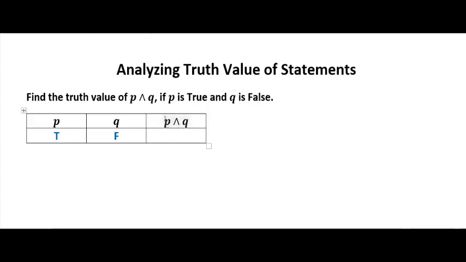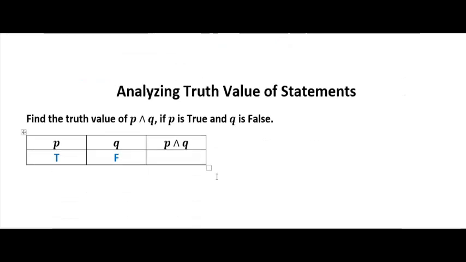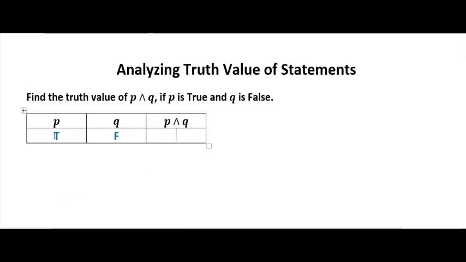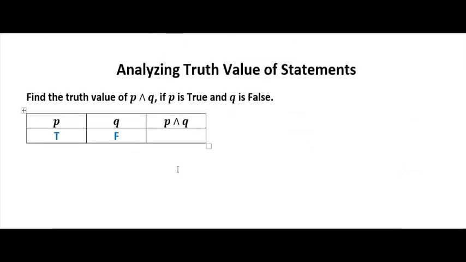Now what about P and Q, the combination of these two, once I combine them with an AND? Is this true or false? We need to remember the rule for AND. As we discussed before, AND is only true when both of them are true. In any other case it will be false. This is a different case because they're not both true. Only one of them is true. So it cannot be true, because in order to be true I need both of them to be true. So no, this thing will be false.